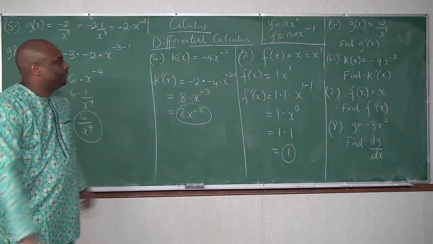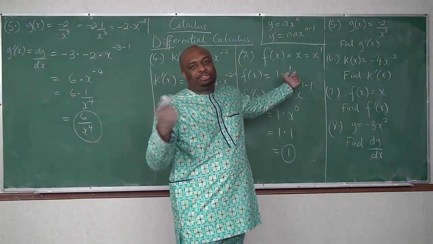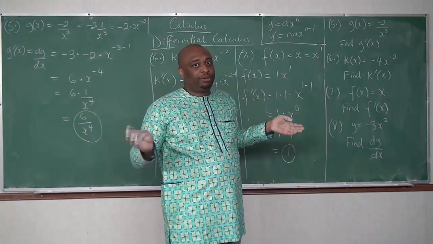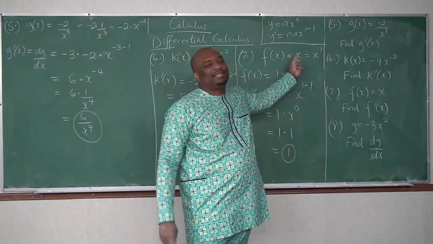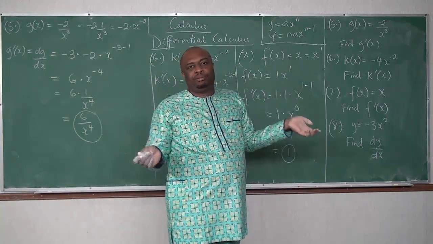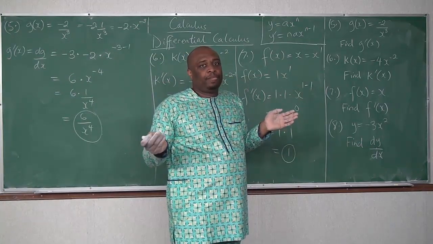Okay? See that? The next one, now, let me show you a trick. Okay, but if you're still learning this, don't follow my trick. I mean, if you have 1x, the derivative is just 1. You have 2x, derivative will be 2. You have negative 5x, derivative will be negative 5.